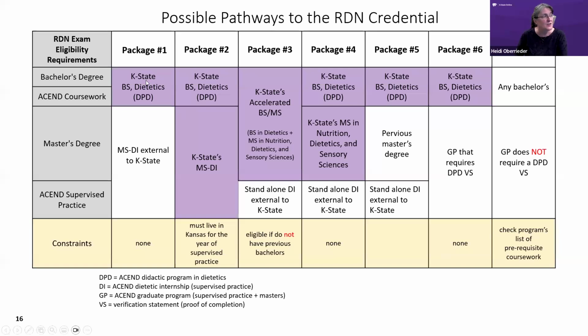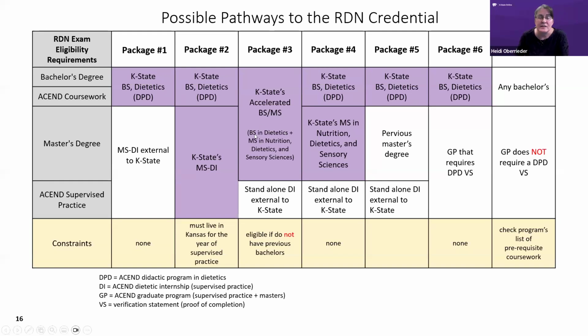And you'll see that that packages your bachelor's, your Ascend coursework, your master's degree, and your supervised practice all in this neat little bundle. So let's look at package number 3. K-State does have something called the Accelerated BSMS. And you'll notice down in the constraints that the only people eligible for that are people who do not yet have a bachelor's. So this has to be your first bachelor's, and then you compare it with the master's, both here at K-State. And what makes it accelerated is that 9 credit hours can count for both the master's and the bachelor's.